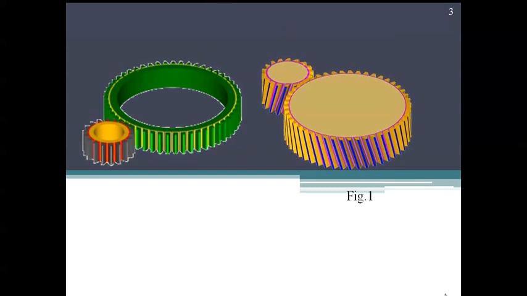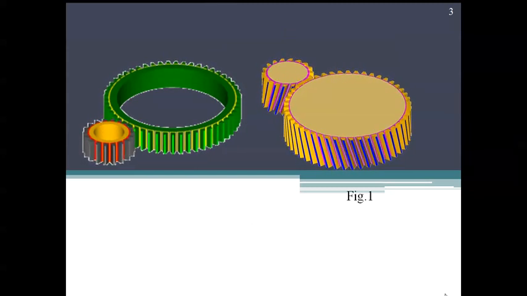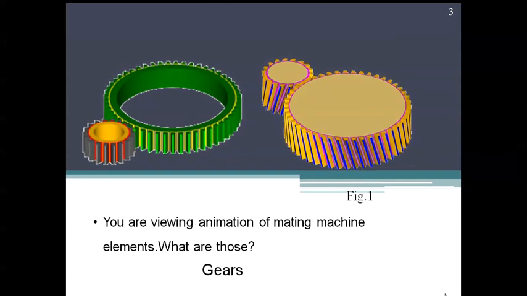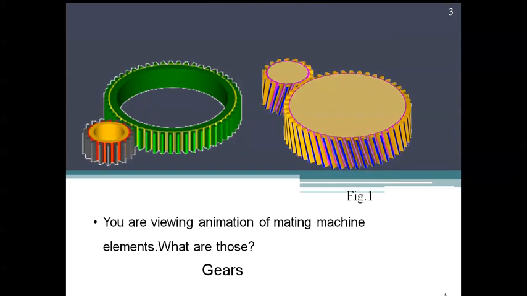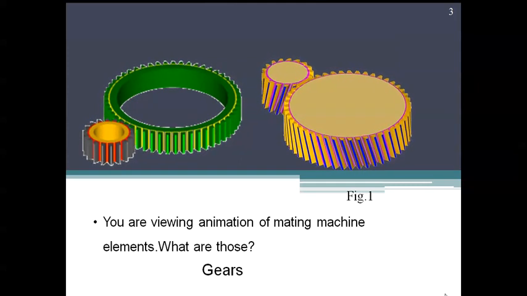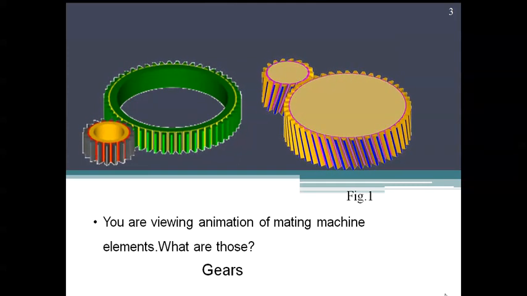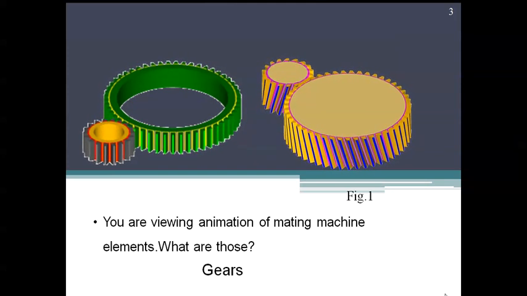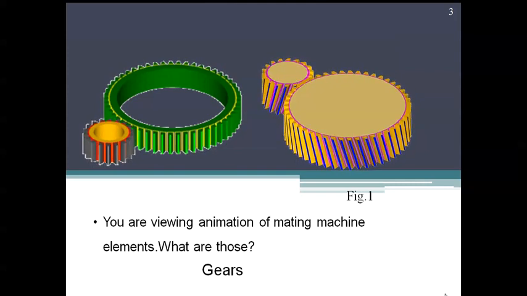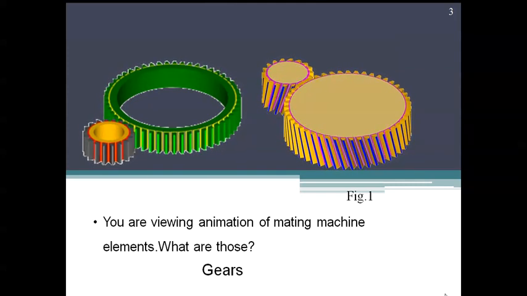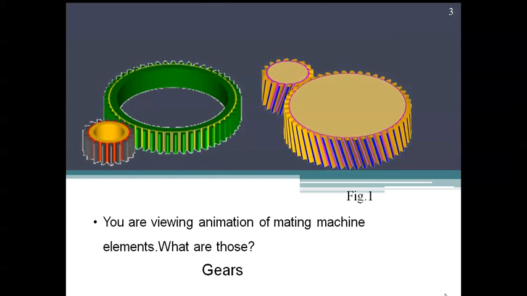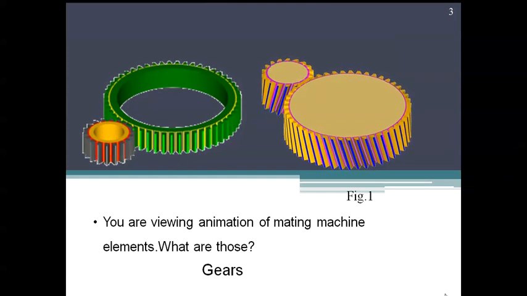This is a gear drive. Here we are seeing an animation of a gear drive. One gear is mating with another gear, so that if one gear rotates, the other gear will also rotate, according to the diameters of the gears. So here two gears are mating with each other.